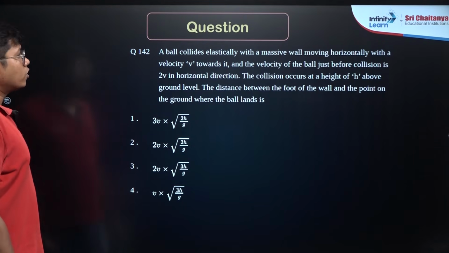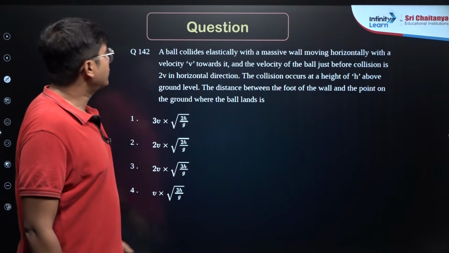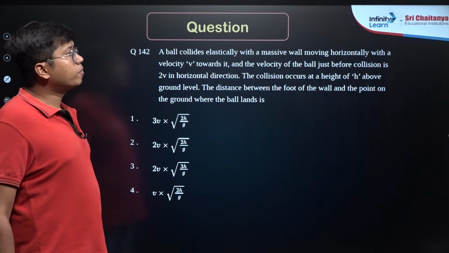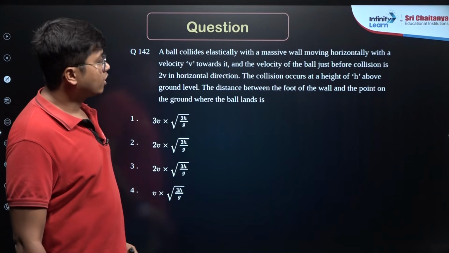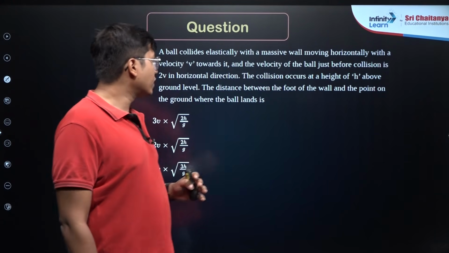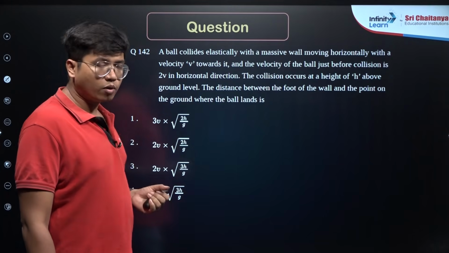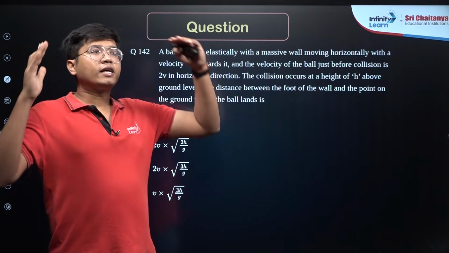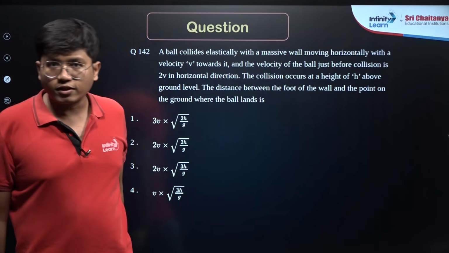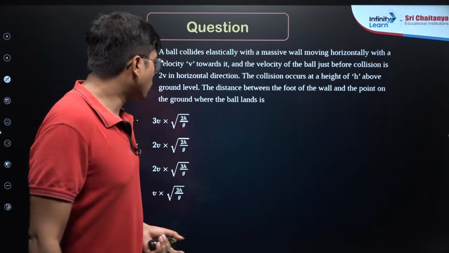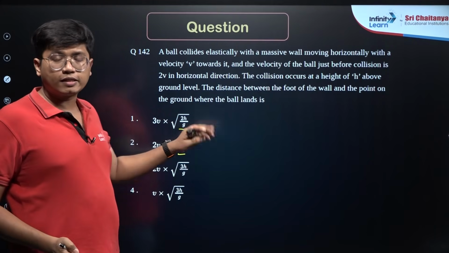This says a ball collides elastically with a massive wall moving horizontally with a velocity v towards it. The velocity of the ball just before collision is 2v in the horizontal direction. The collision occurs at a height h above the ground level. The distance between the foot of the wall and the point on the ground is how much? So think about it. Since it's almost like a horizontal projectile after the collision, the time taken to fall is root over 2h by g, which is there in these options. So obviously it's between this and this.